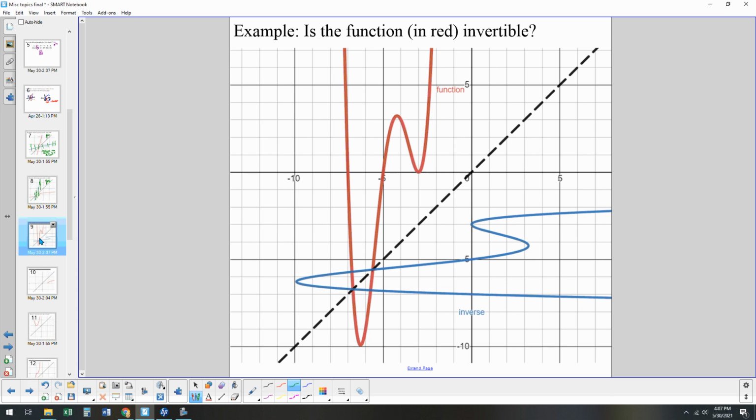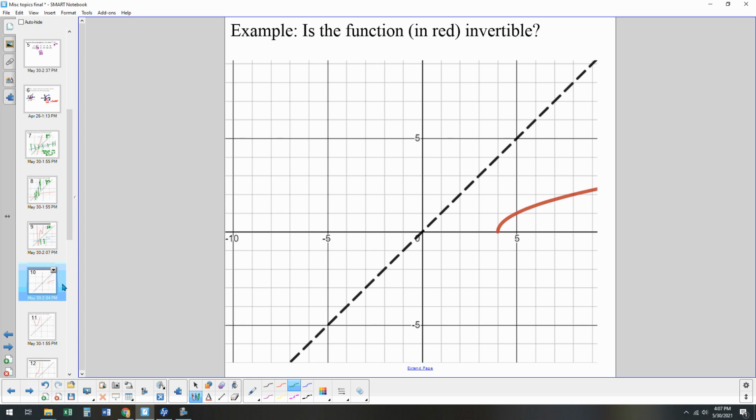In this example, I have a fourth power function, a quartic function. Here in red is my quartic function. When I flip it over the line y equals x, notice now it touches it twice. So this is no. The red function is not invertible because the inverse does not pass the vertical line test. The inverse is not a function.